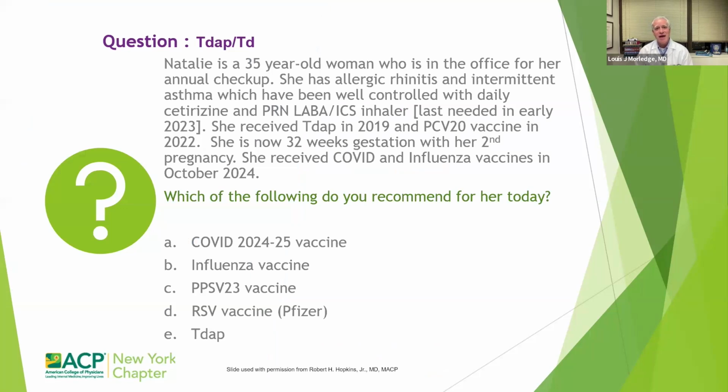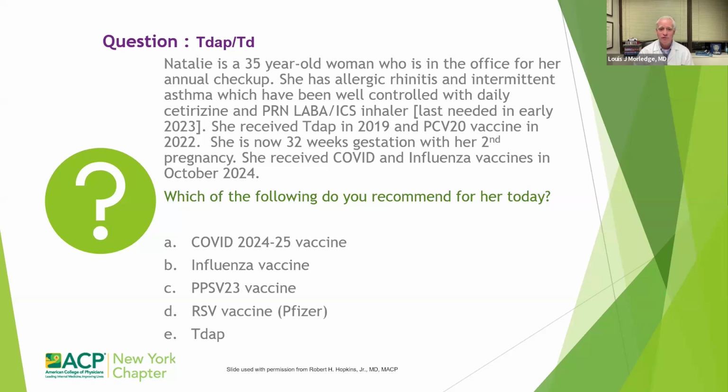To start with a question, Natalie is a 35-year-old woman who's in the office for her annual checkup. She has allergic rhinitis and intermittent asthma, which have been well controlled, and she last needed to use her inhaler in 2023. She received Tdap in 2019 and the Prevnar 20 vaccine in 2022. She's now 32 weeks gestation with her second pregnancy. She received the COVID and influenza vaccines in October of 2024. Which of the following do you recommend for her today?